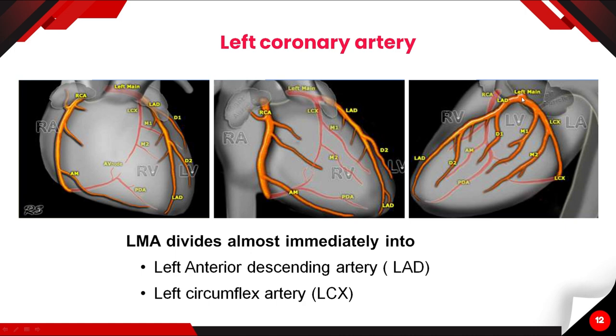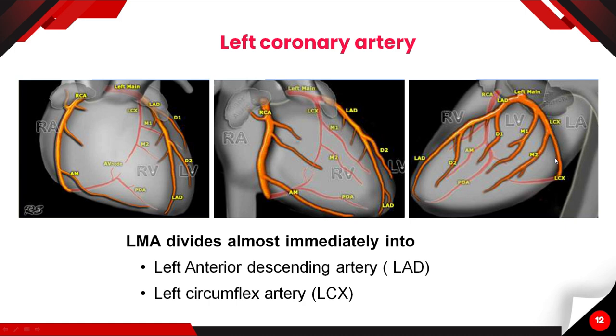and the other branch is the left circumflex branch, which travels between the left atrium and the left ventricle in the left atrioventricular groove, and it gives branches with an obtuse angle. This is the first obtuse marginal branch and this is the second obtuse marginal branch.